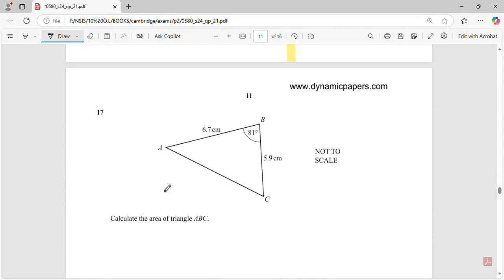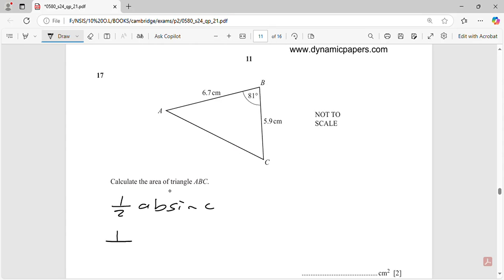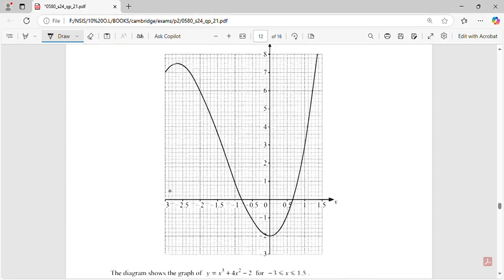Now for the next one, he asked me to calculate the area of the triangle. How can I calculate the area of a triangle? I have a rule in the formula sheet, which is half ab sine C. So it would be half times 6.7 times 5.9 times sine 81. Of course, I have to use the calculator for this example, and it will be equal to 19.52.